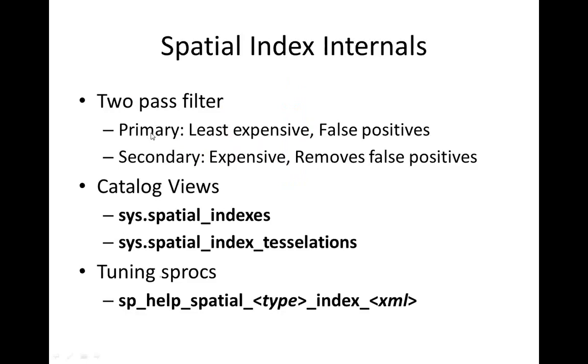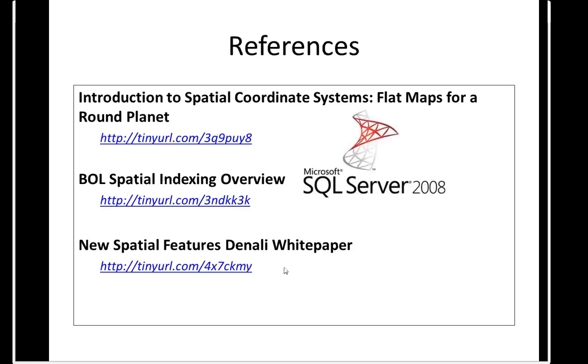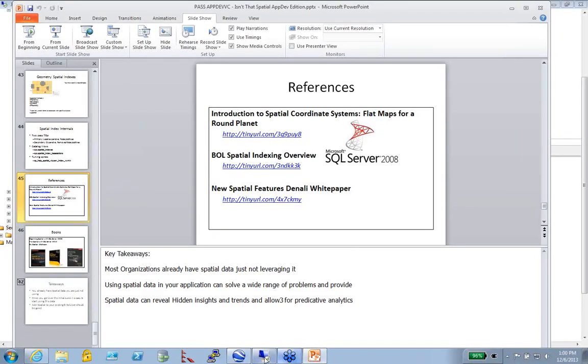All it's doing is a two-pass filter. The primary filter goes through and returns false positives, and then on that result set, it eliminates the false positives from that smaller subset of the overall data. So that's why our scan count was so high, right? And so we looked at these catalog views, and then there's a tuning sproc, sp_help_spatial indexes, and those can be used to visualize your spatial indexes and provide some tuning insight. So that's spatial indexes.